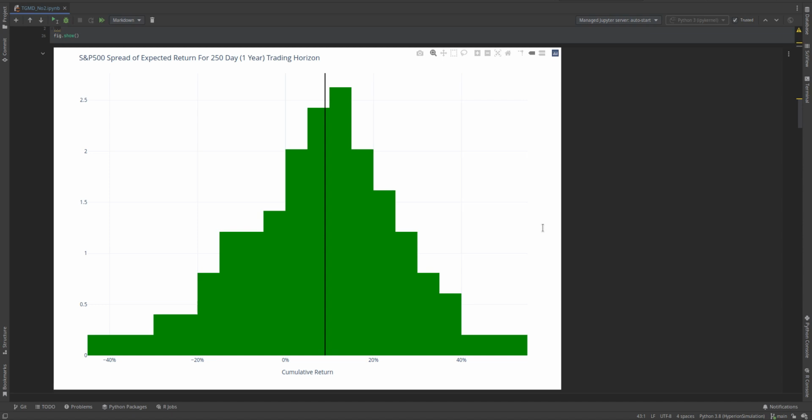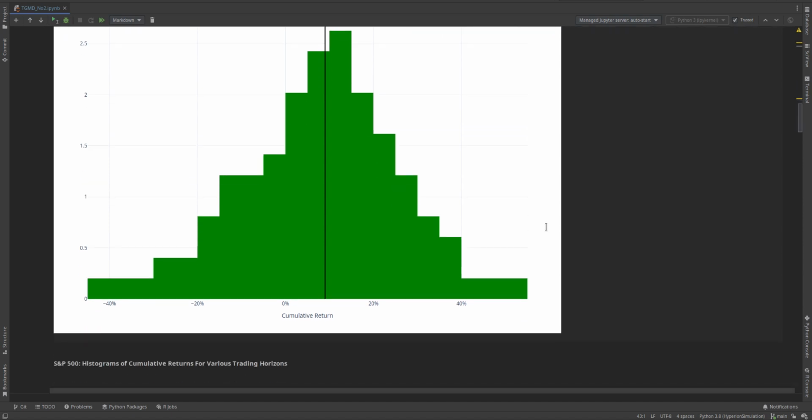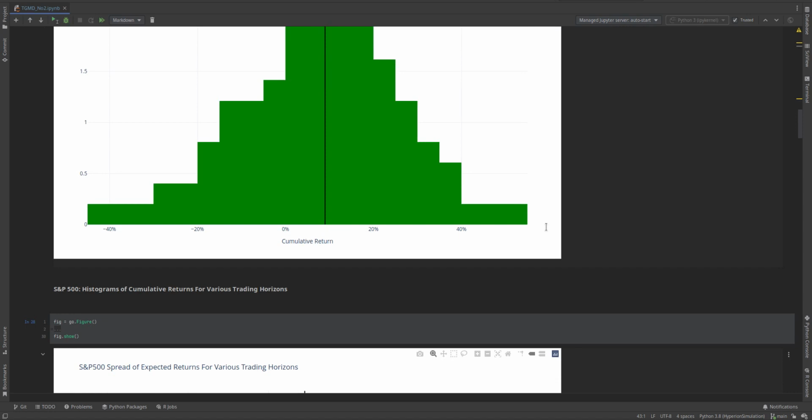But we can also see that while you may expect a 9% return on average, the range of outcomes is more like minus 40 to plus 40, actually more than minus 40 to plus 40. The minus 40 or minus 50 range is if you were to enter at the top of the market and it was an exceedingly unlucky trade. And let's say the plus 40, plus 50 is when you enter at the bottom of the market, like March 2020 or March 2009. But we can ask the same question for various trading horizons.